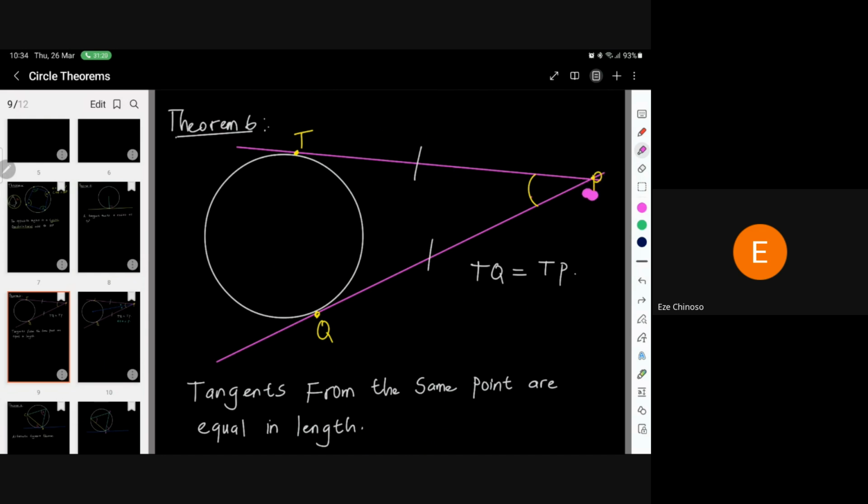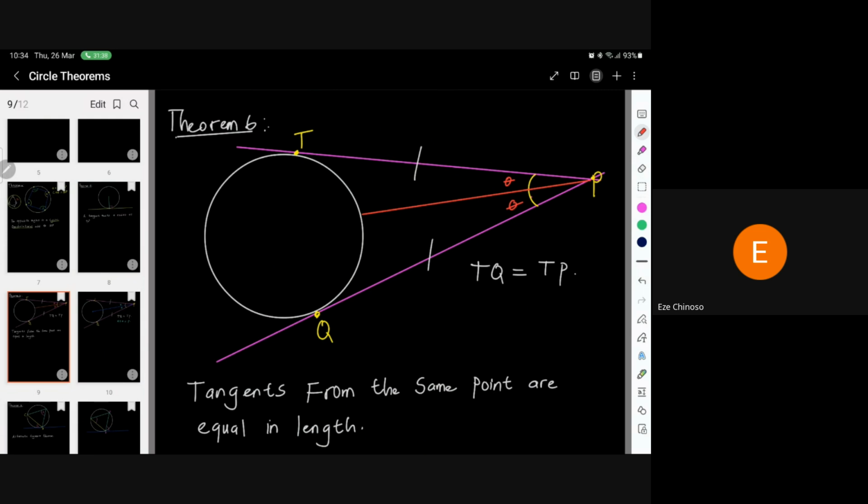Are you there now? So tangents from the same point are equal in length. So this line is equal to this line. Automatically, we can have a line that runs through the center this way. And if there's a line that runs through the center this way, it means that the angle here will be equal to the angle here. Does it make sense now?